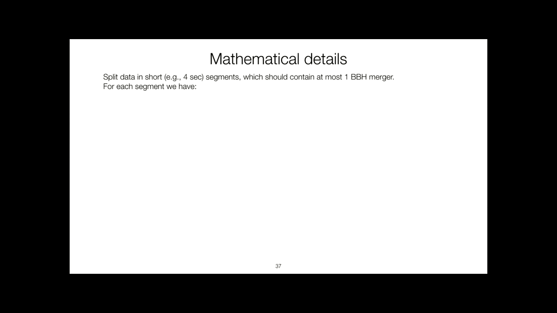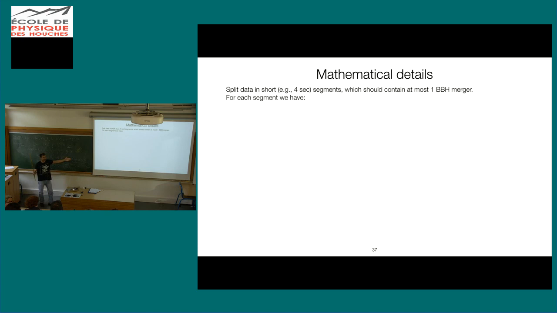They basically take the data and split it up into short segments, typically 4 seconds long, which should contain at most one binary black hole merger. Remember, binary black hole mergers typically last around a second or so, and one expects the separation to be something like one per minute or more.